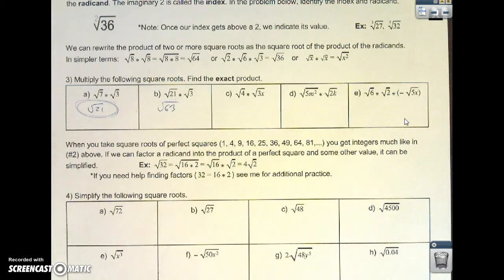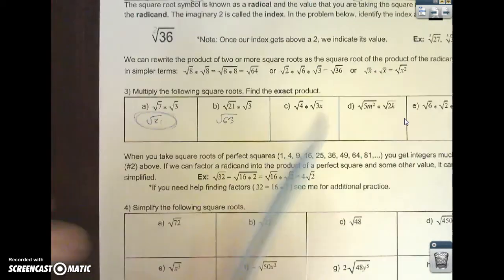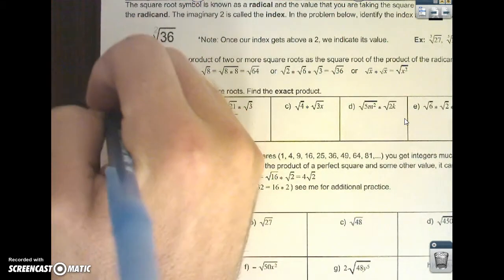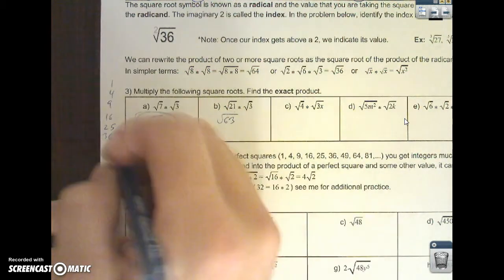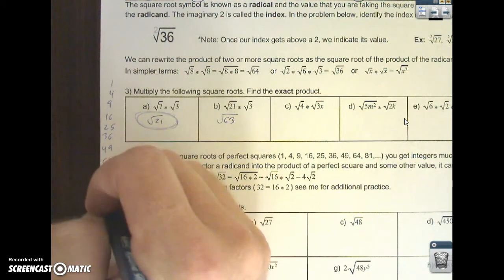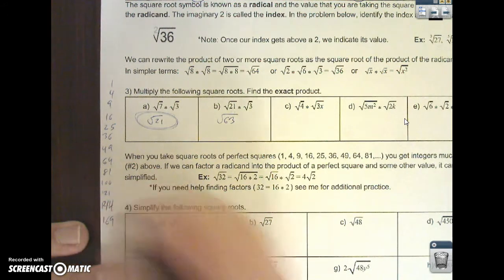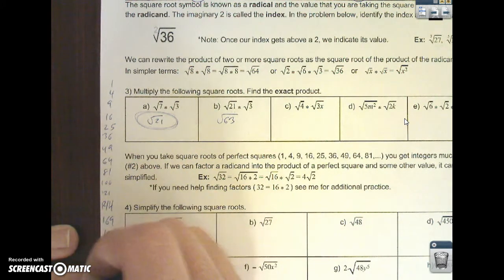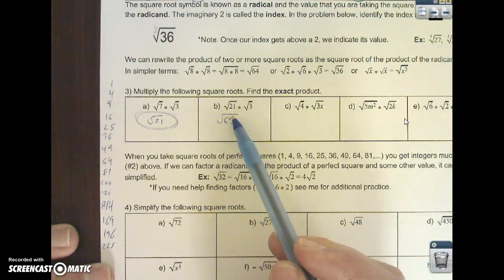Now, what you can do, and we're going to talk about down here, is simplify these square roots. You are looking for perfect squares. I'm going to write them over here to the side for you: 1, 4, 9, 16, 25, 36, 49, 64, 81, 100, 121, 144, 169, 196, 225, and so on. You're looking for one of these numbers that can evenly go into the number under the radical.